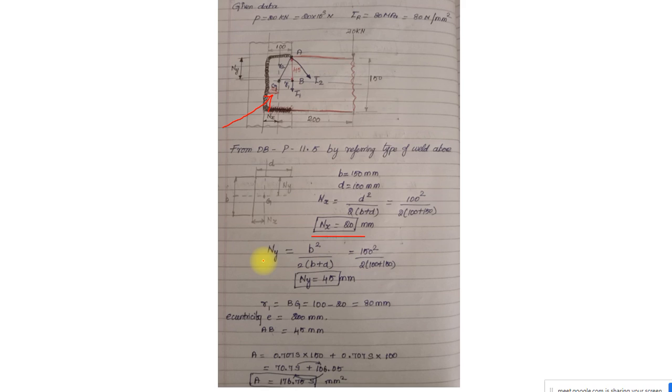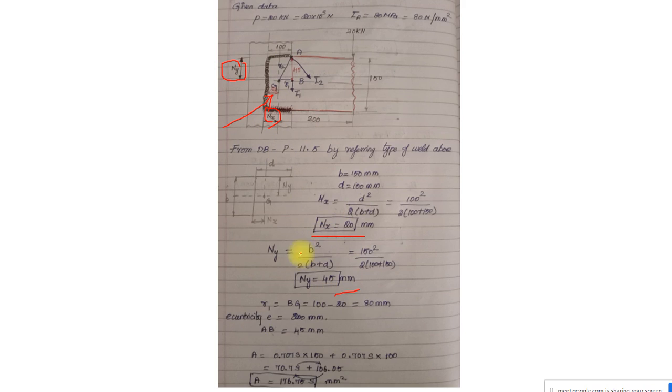So you can go and look into the same particular page number in our data book, and we can have the formula for ny. It is nothing but b square by 2 into b plus d. So I have the ny value. So ny is nothing but this value actually. I hope I have given it here. So this is nx, and this is ny. So I have found out nx and ny.